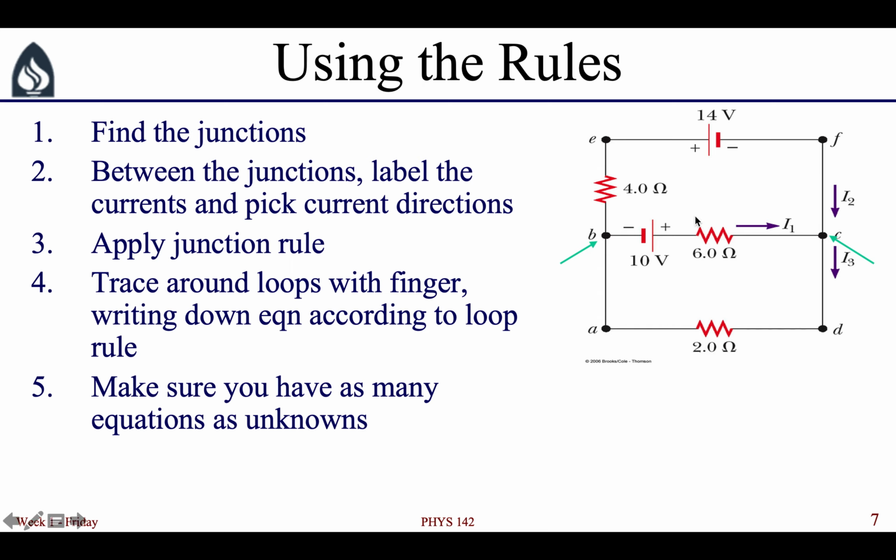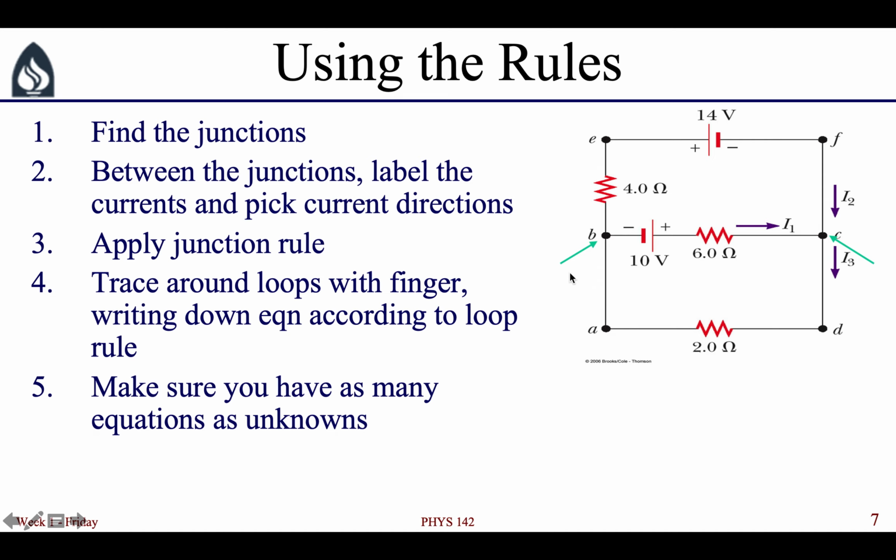Here the current directions and labels have been specified. So I1 goes from junction to junction, which currents always do. They always follow a branch which goes from junction to junction. So this would be I1. I2 goes from junction to junction along the top branch, and then I3 goes from junction to junction along the bottom branch.